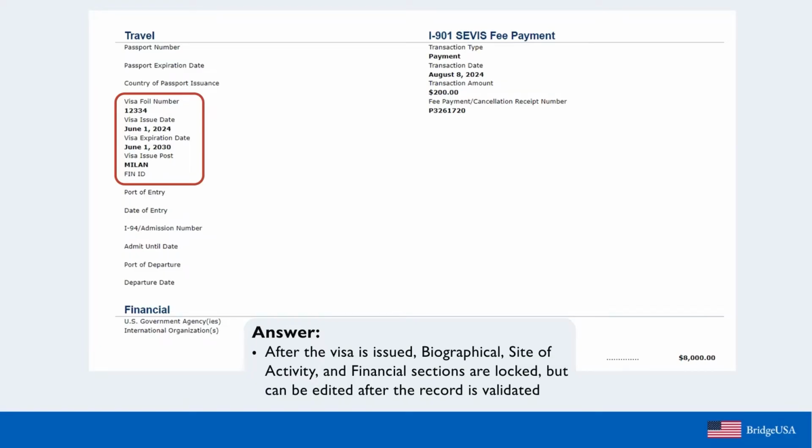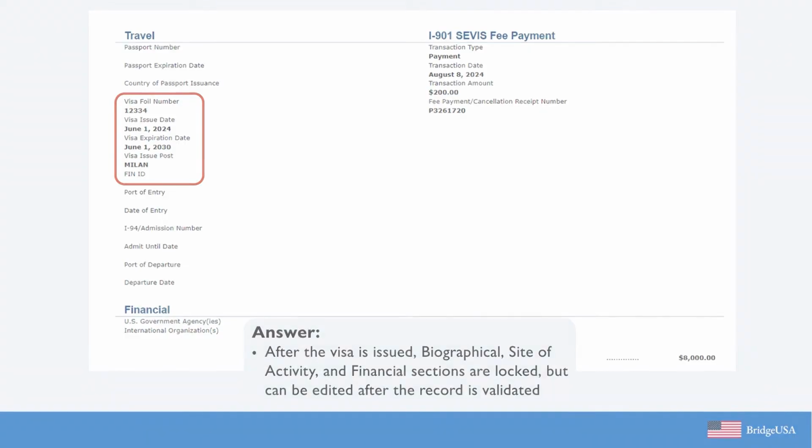When an exchange visitor receives their visa, the biographical, site of activity, and financial sections are locked, but can be edited after the record is validated.